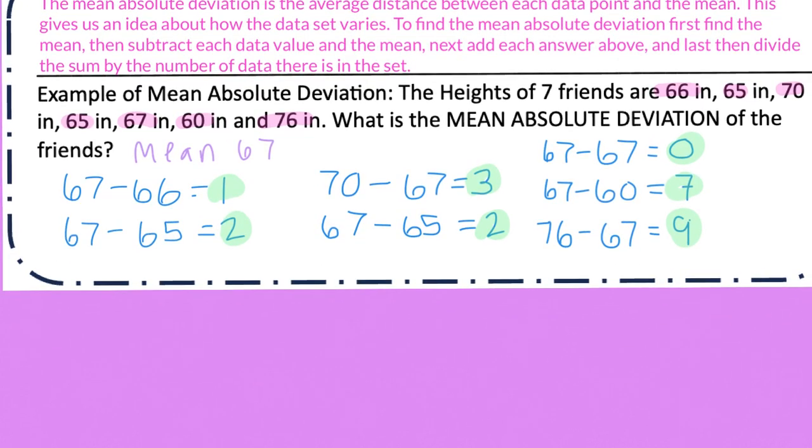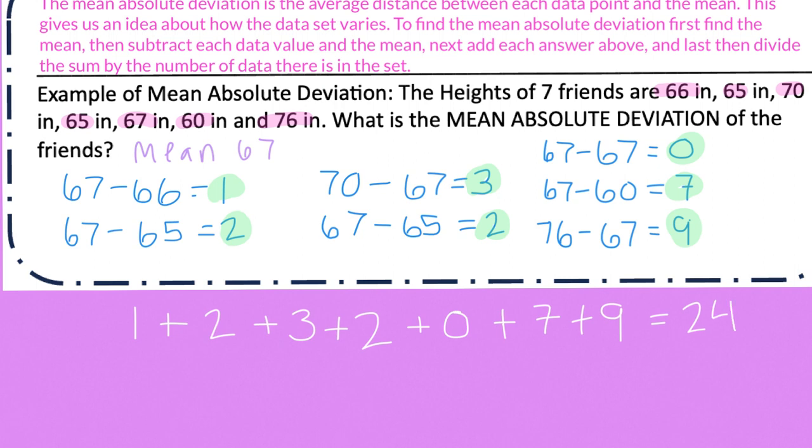Now, to find the mean absolute deviation, what we're going to do is take all of those numbers: 1 plus 2 plus 3 plus 2 plus 0 plus 7 plus 9. And we're going to add all of those together. So we get 6, 7, 8, 15, 24. So we get 24.